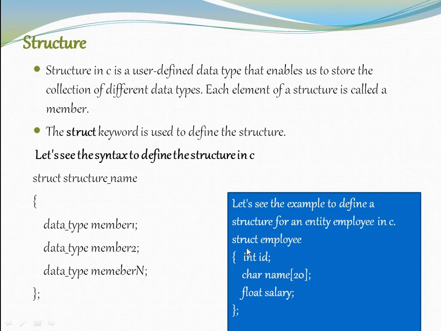Here is the example for struct employee. Inside the curly braces we have the details about employees, like int employee ID, char employee name, float employee salary. So this is the definition of a structure for an employee.